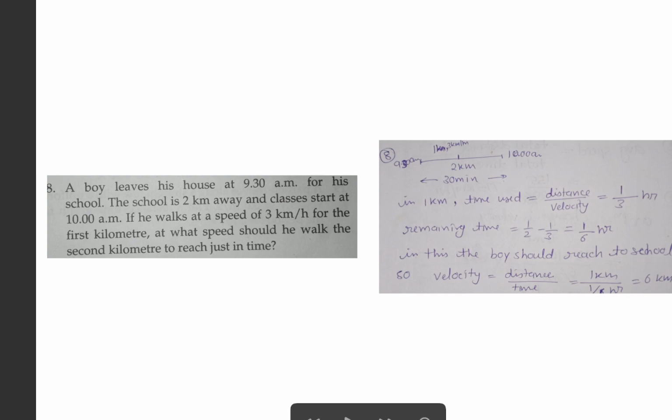In the 7th question, a car moved through 20 kilometer at speed of 40 km per hour and the next 20 km at a speed of 60 km per hour. Calculate the average speed. Average speed is equal to total distance by total time. Total distance is 20 km plus 20 km and total time we can calculate by distance by velocity. So d1 by v1 plus d2 by v2. So 40 divided by 20 by 40 plus 20 by 60. When we solve, we get 48 km per hour. So average speed of the car is 48 km per hour.